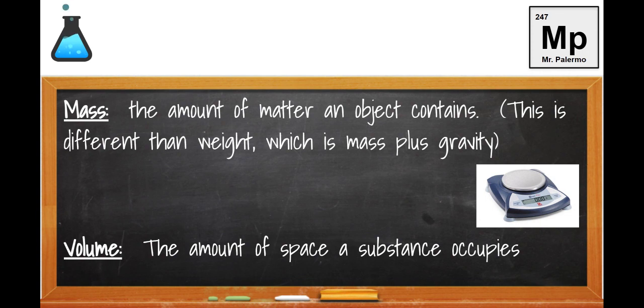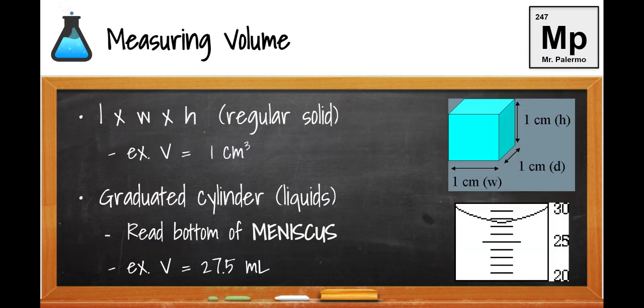Volume is the amount of space a substance occupies. And I think in geometry, you either will or you have spent some time looking at how to calculate volumes of different shaped objects. If you have a regular solid like a cube, we could just measure the length times the width times the height. So if we have a 1 centimeter by 1 centimeter by 1 centimeter cube, the volume is 1 centimeter cubed. However, a lot of times in chemistry we have irregular solids, and we did this in class.